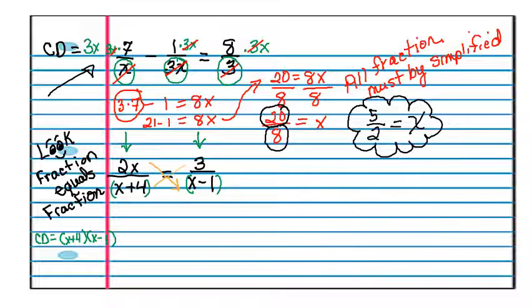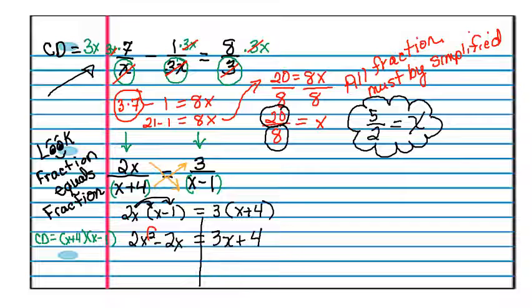cross multiply. So we get 2x times x minus the 1 equals 3x plus the 4. And now we're back to a regular fun little equation. Let's distribute. Combine some like terms. This is going to give me 2x squared minus the 2x equals 3x plus the 4. Are you seeing it already?